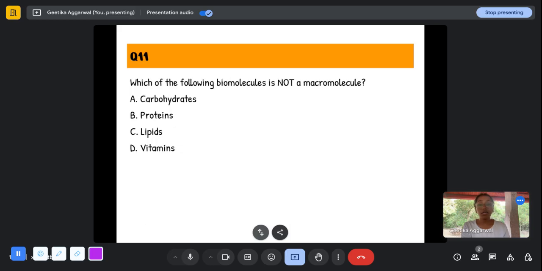Okay. Next question. Which of the following biomolecules is not a macromolecule? So, which of the following biomolecules is not a macromolecule? Carbohydrates, proteins, lipids, or vitamins?